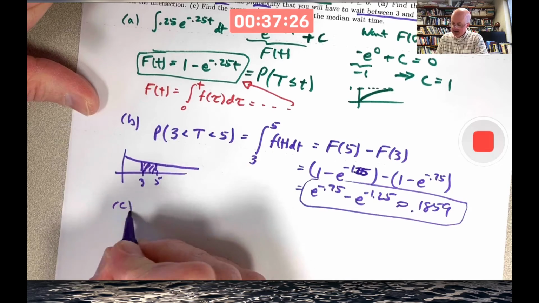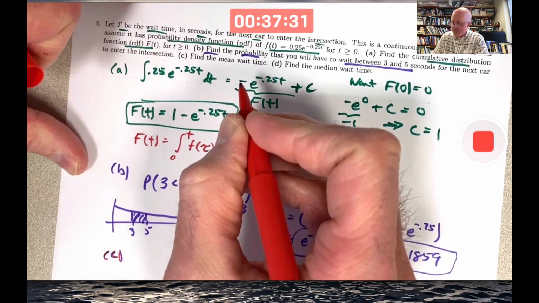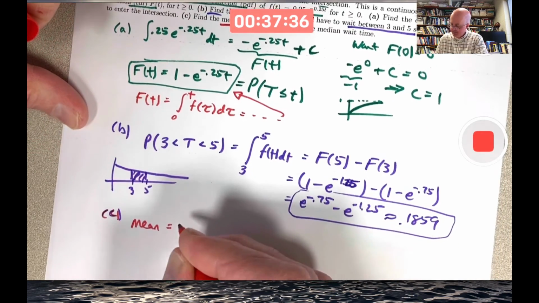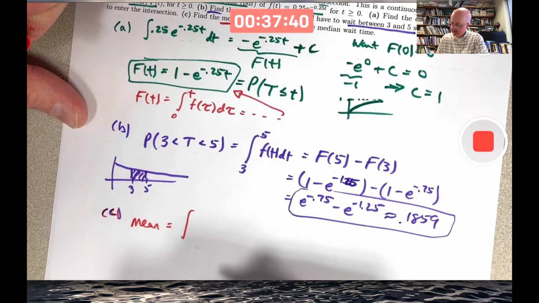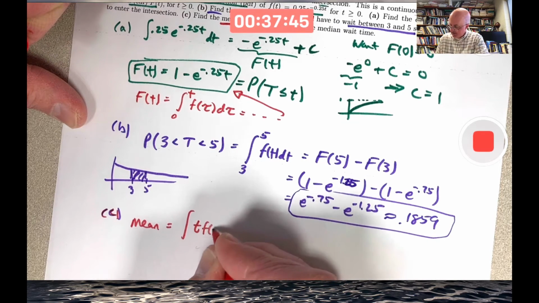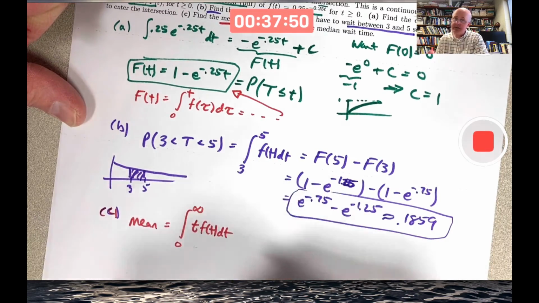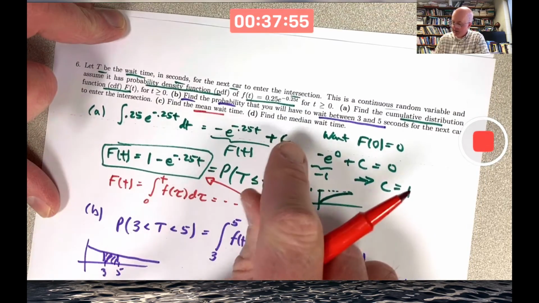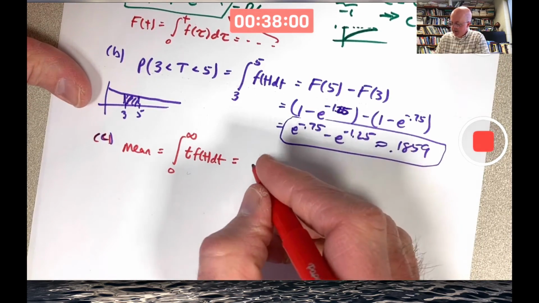Part C says find the mean wait time. By definition, essentially the mean, also called the expected value of the random variable, is the integral of the variable, in this case t times the PDF, over the entire domain where the PDF is positive, which goes from 0 to infinity. So this is going to be an improper integral that we'll have to do, unless you happen to have memorized the mean for this type of PDF, which you may or may not have done.